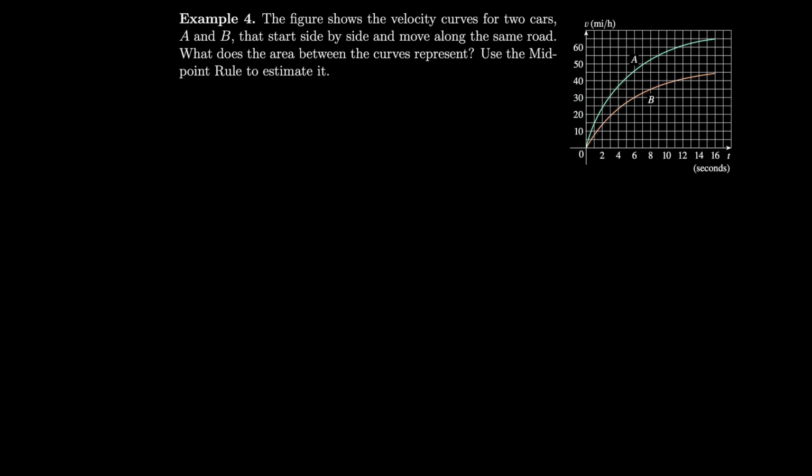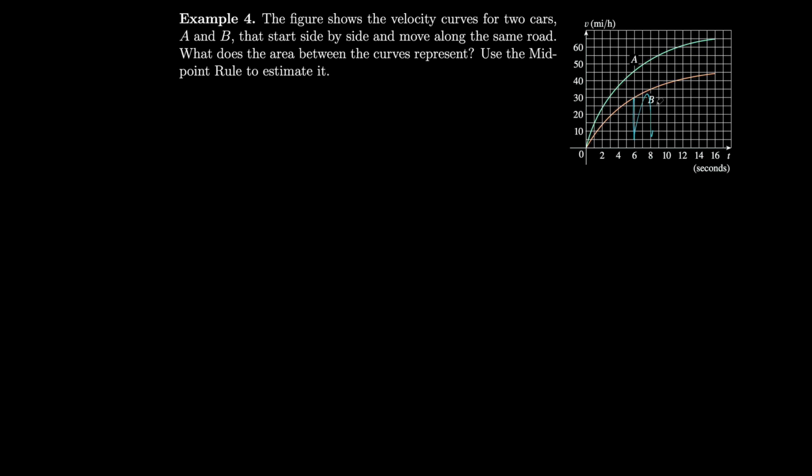The figure shows the velocity curves for two cars, A and B, that start side by side and move along the same road. What does the area between the curves represent? Use the midpoint rule to estimate it. Well, the area underneath this curve A is the distance traveled from whatever interval I'm at. So in this case, 0 to 16.